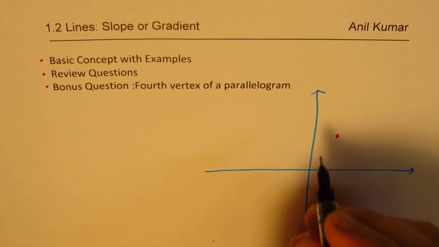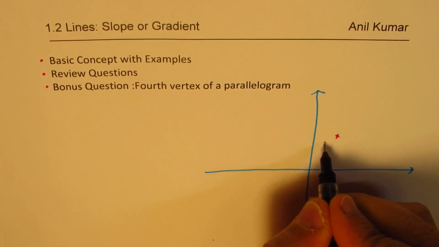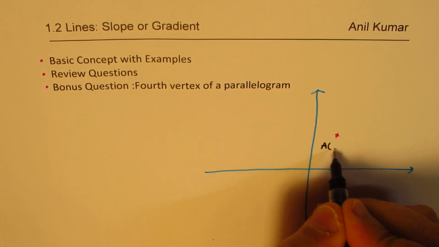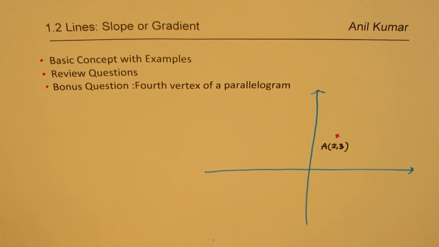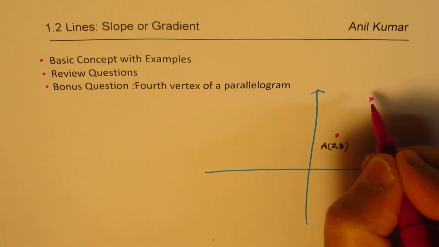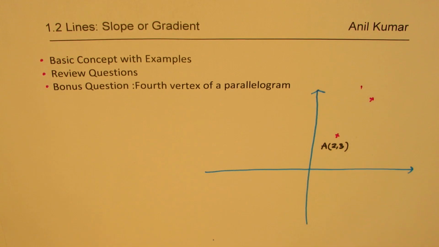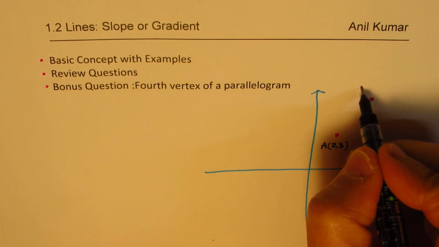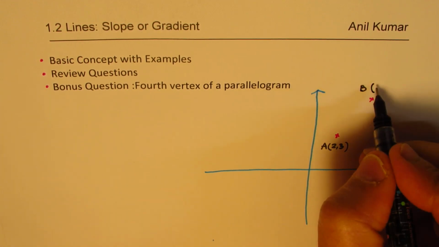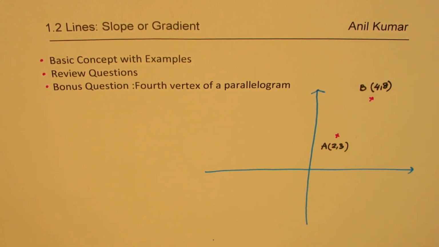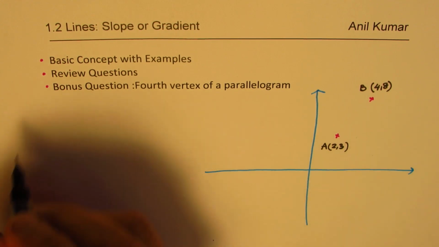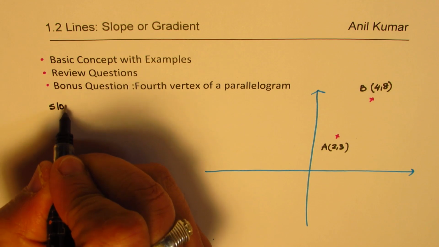So let's say I have a point here, and let me call this point A, and we'll write the coordinates as 2, 3. Now let me take another point here, which is, let's say B, and the coordinates for point B, let's write them as 4 and 8. So these are the coordinates of our 2 points A and B. When we say slope, what does it mean?